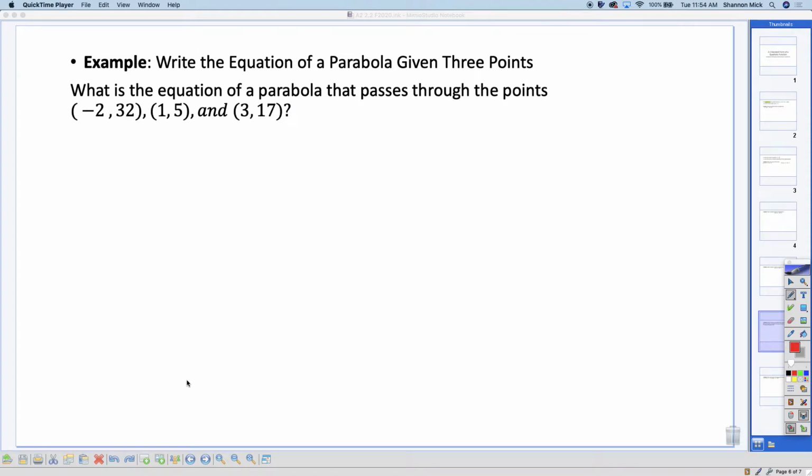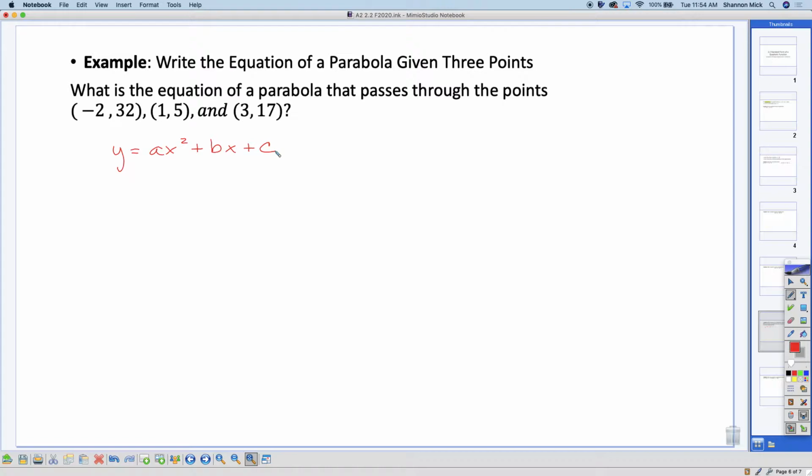What we're doing is writing a parabola when they give me 3 points on the parabola. So I'm going to be writing an equation in standard form, and standard form again is y equals ax squared plus bx plus c, correct? Okay, so I need to have an equation, but all I have is 3 points.